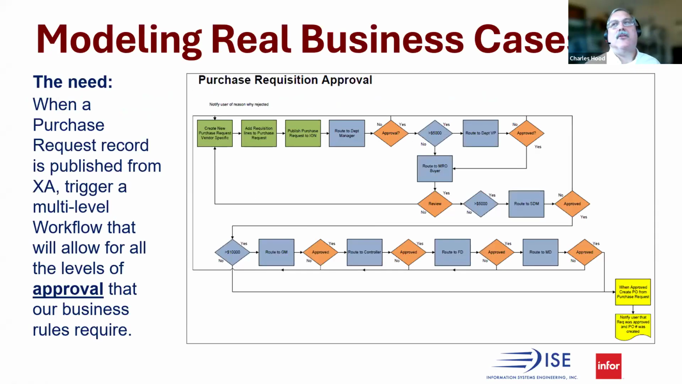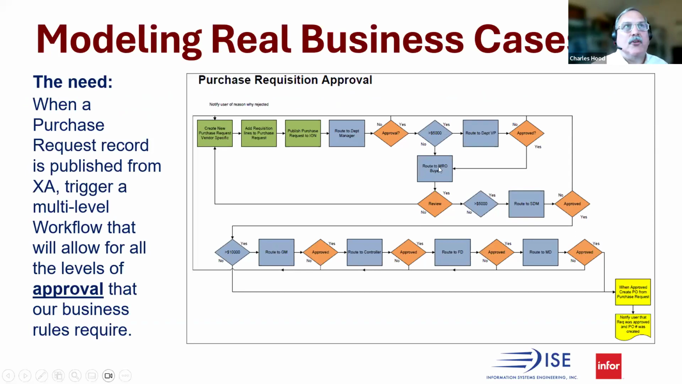Okay, here's another one. So this is the other side of the workflow world. This is the multi-level approval workflow. So when a purchase request record was published from XA, and I think we know in the XA world, a purchase request is what the rest of the world calls a requisition, because an XA requisition only allows one line item. So this purchase request is like a wrapper around requisitions.